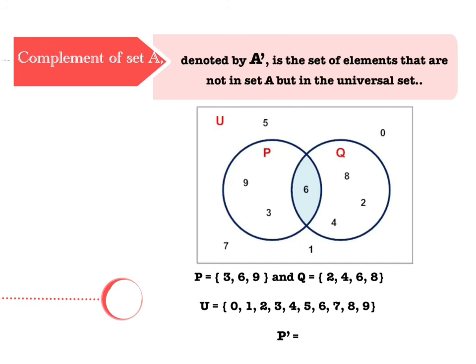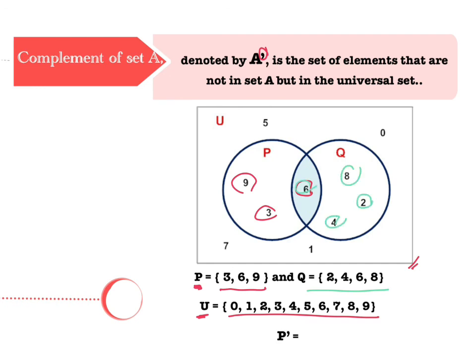So let us have our last topic, which is the complement of a set, denoted by A complement. So this is the symbol for complement. It is the set of elements that are not in set A but in the universal set. So let us have an illustration using the Venn diagram. Okay? So we have the universal set. Lahat ng elements na nasa loob ng rectangle is the universal set. And we have set P, which is all the elements inside P are 3, 6, and 9. While all the elements naman na inside Q are 2, 4, 6, and 8.